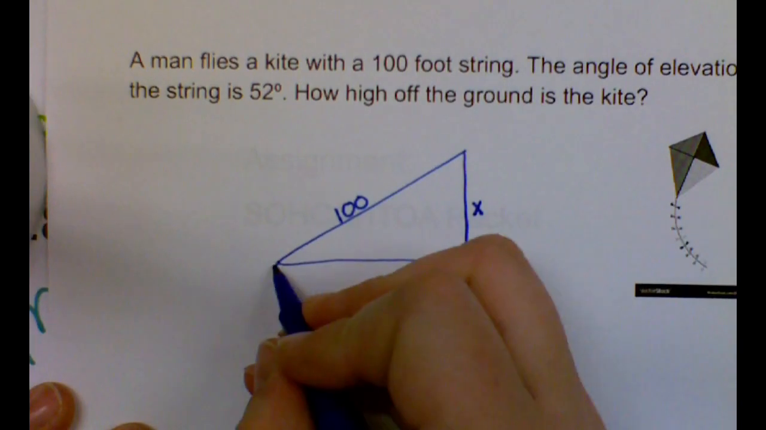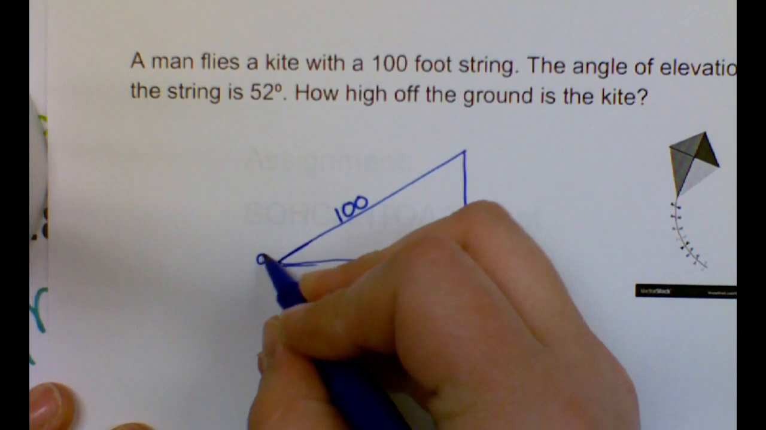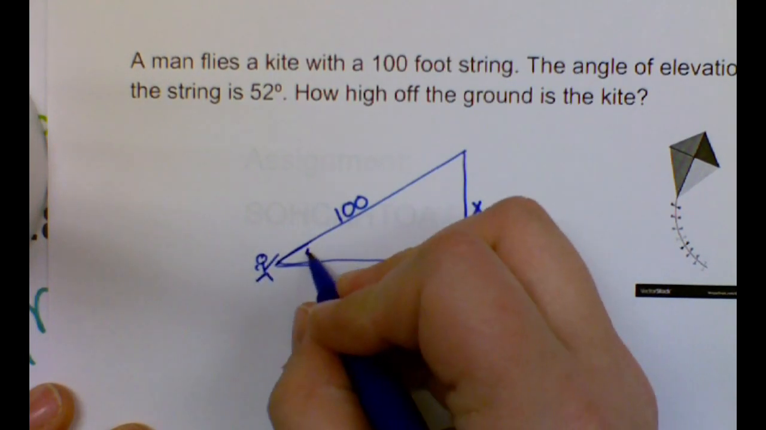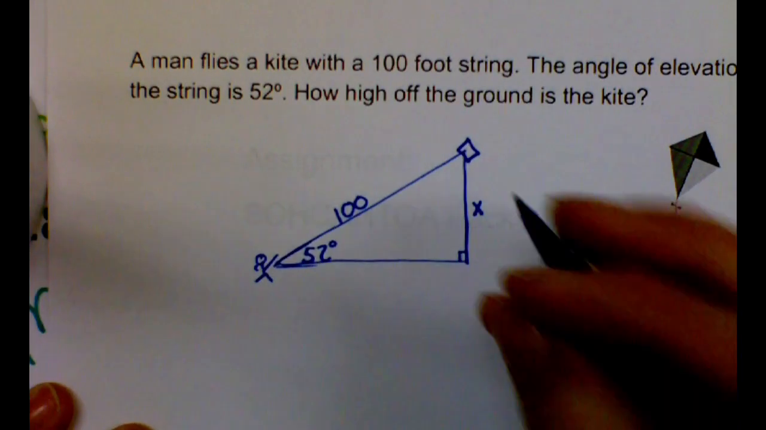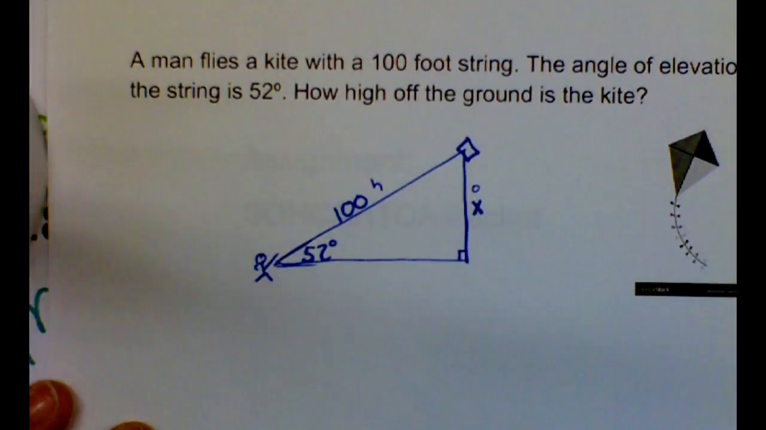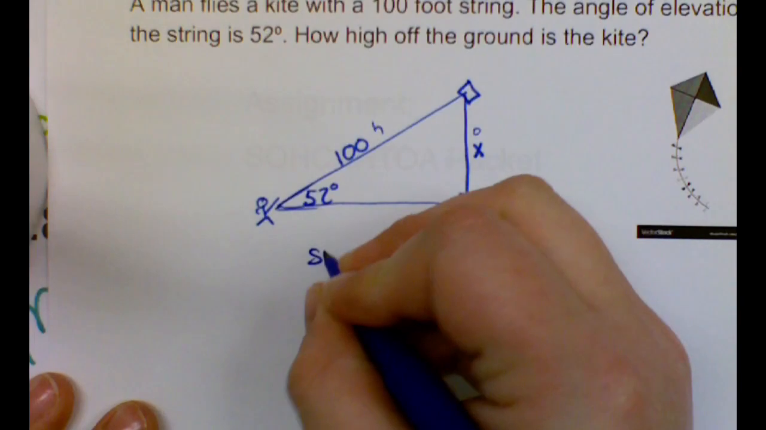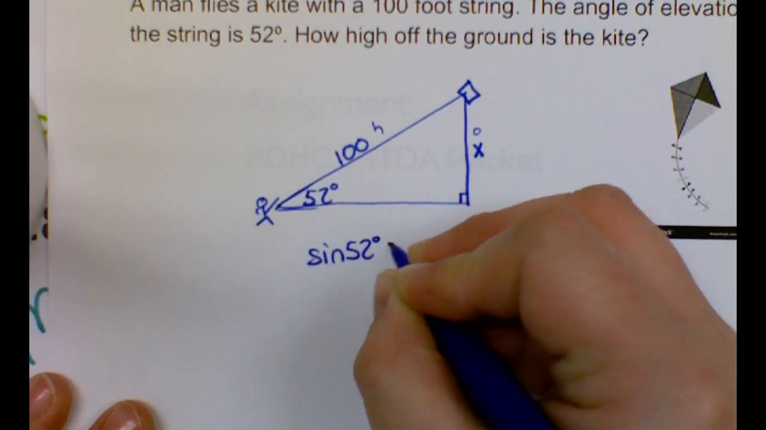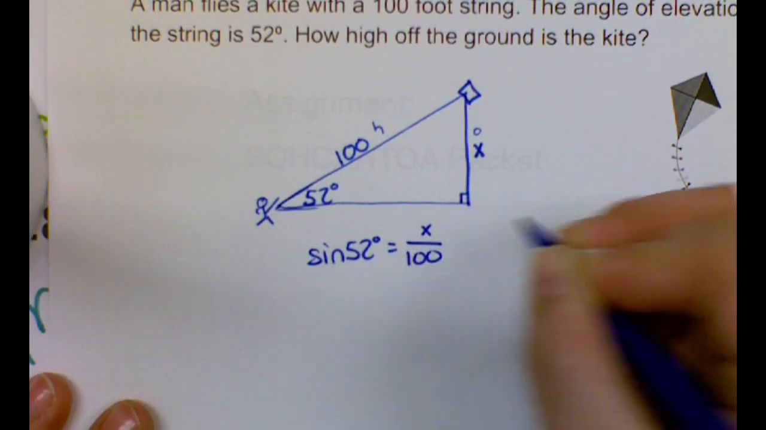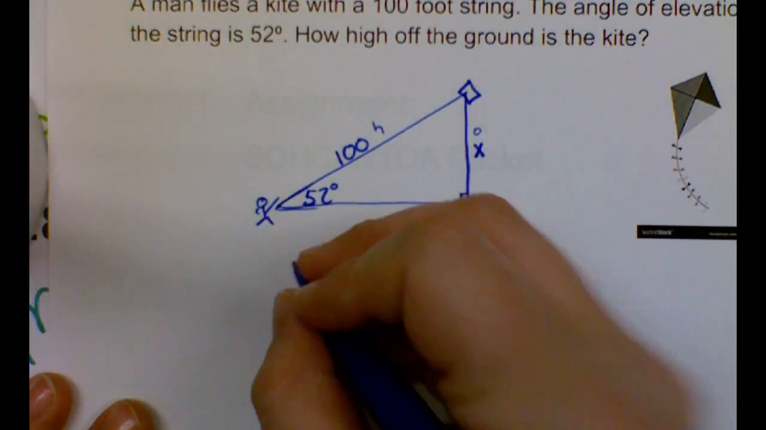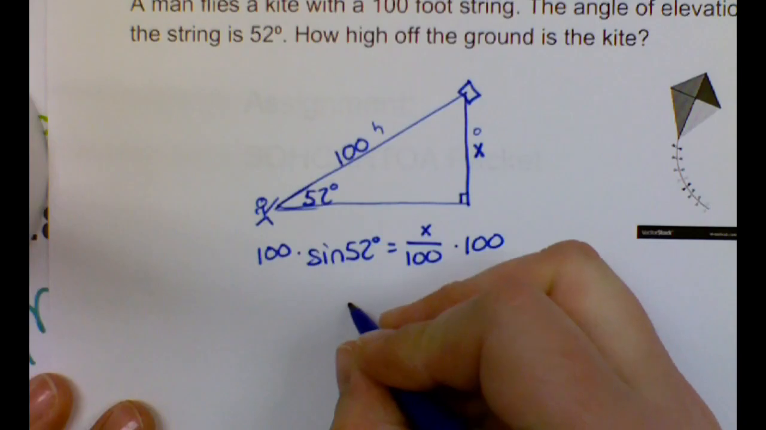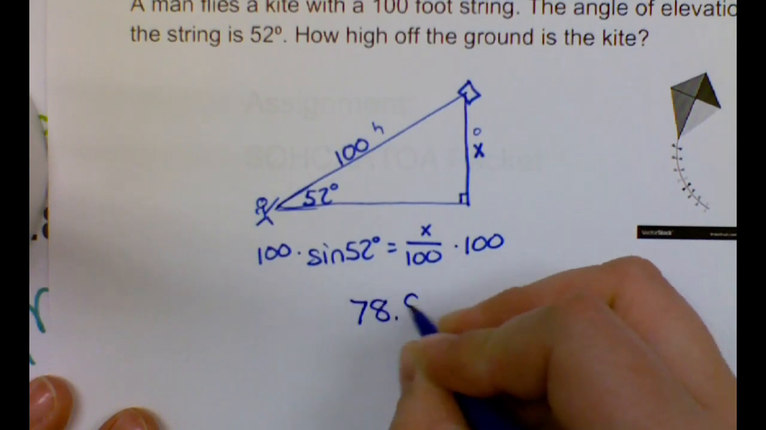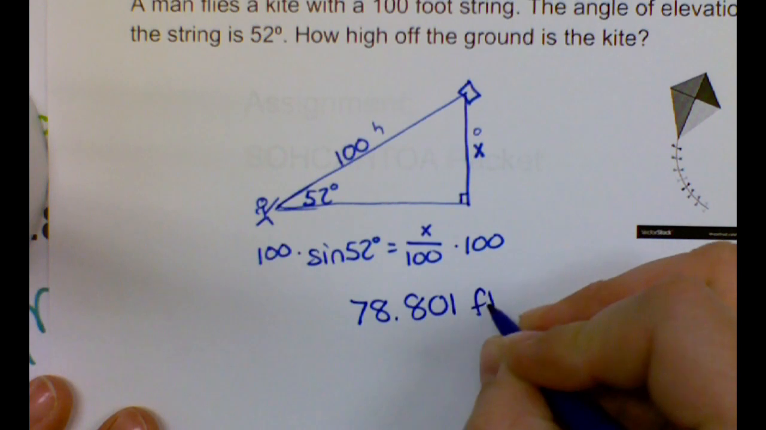I know the angle of elevation, so from straight out, the angle the man has to tip his head up to see the top of the kite is 52 degrees. So here's my kite. All right. I have my opposite and my hypotenuse. We are using sine. The sine of 52 degrees is equal to x over 100. Multiply the 100 over. This kite is 78.801 feet above the ground.